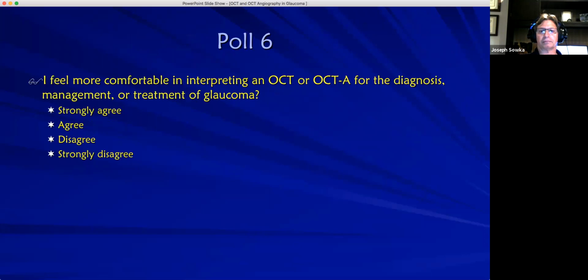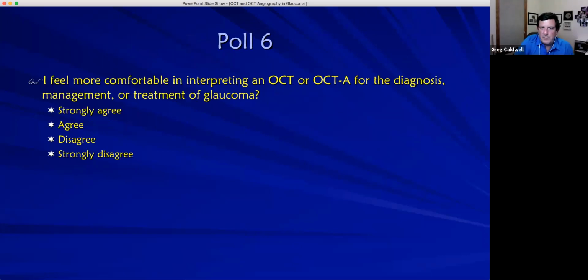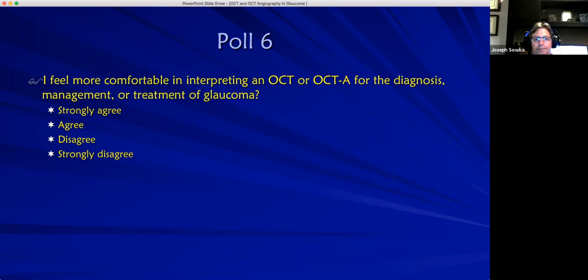Okay. So I feel more comfortable in interpreting an OCT, an OCTA for the diagnosis and management and treatment of glaucoma after listening to that last hour and 40 minutes. And we're cruising on through.